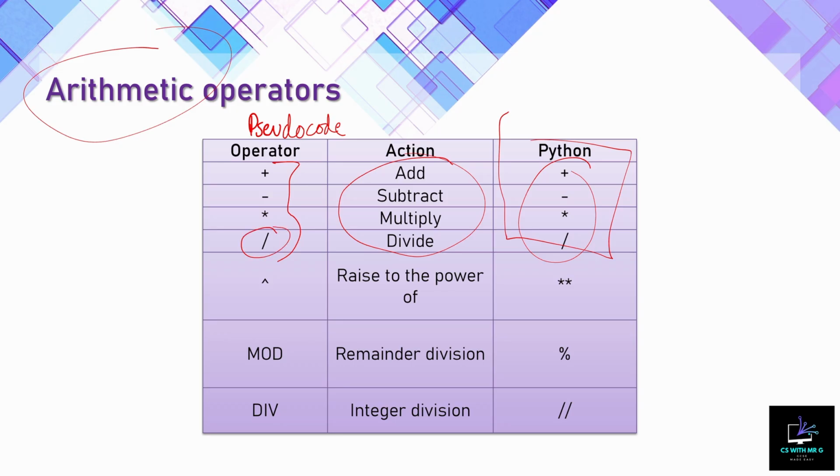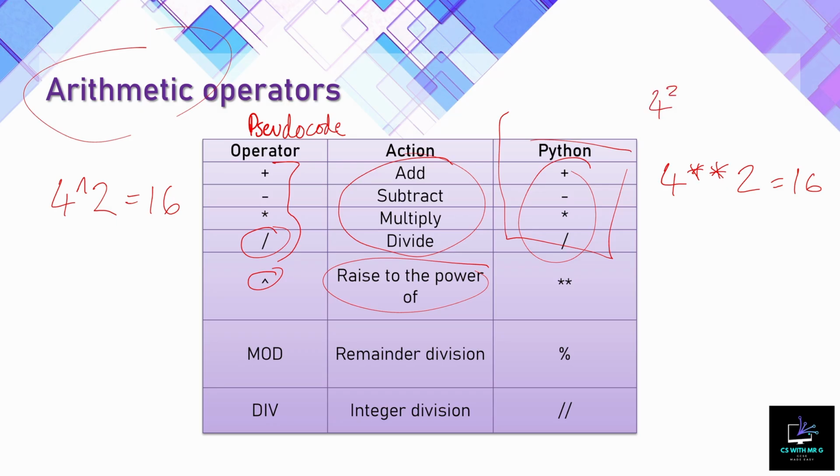We have an upwards arrow for to the power of. So if we had 4 to the power of 2, for example, that would be 4 squared, and that would be 16. Or in Python, if we had 4, 2 asterisks, and then a 2, that again would produce 16, and it's simply to the power of. So rather than writing 4 squared like this, we use the up arrow in pseudocode or the double asterisks in Python. And then finally, we have mod and div, which I don't think we've covered yet, and that is why we're doing it now.